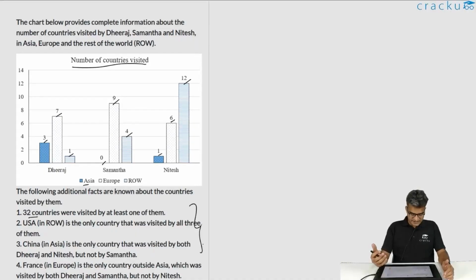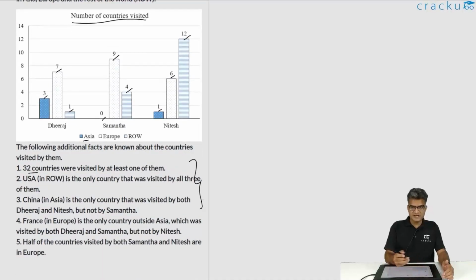China in Asia is the only country that was visited by both Dheeraj and Nitesh but not Samantha. France in Europe is the only country outside Asia which was visited by both Dheeraj and Samantha but not Nitesh. And half of the countries visited by both Samantha and Nitesh are in Europe. These are the additional clues that are given.